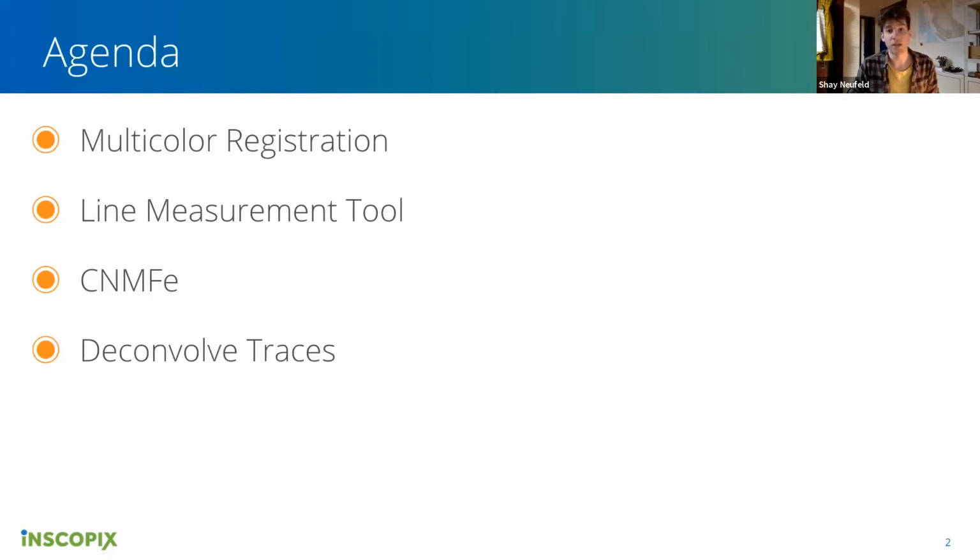After that, we're going to go through a new additional tools module called deconvolve traces. This is something that is actually also embedded in CNMFE as part of its process. We wanted to pull it out and have it be its own independent tool because this allows you to denoise traces and estimate the underlying spike pattern.